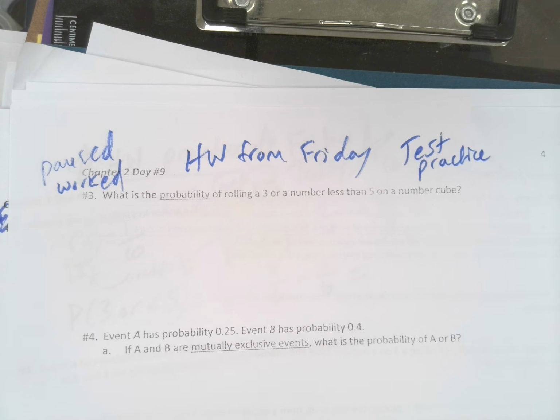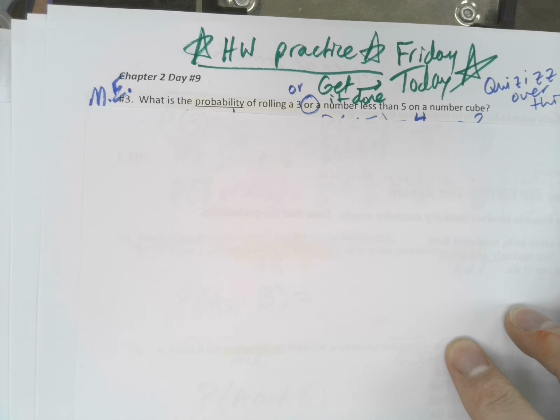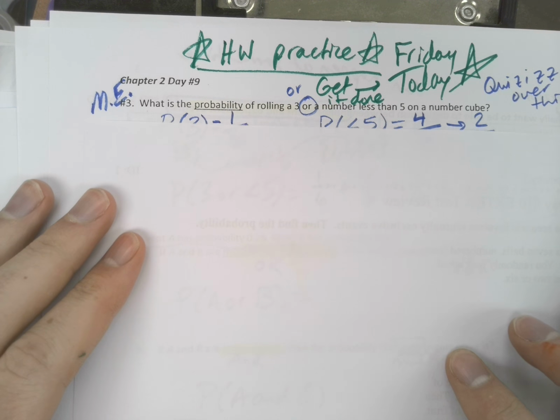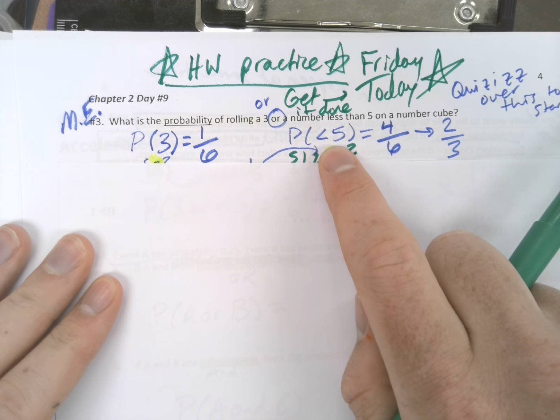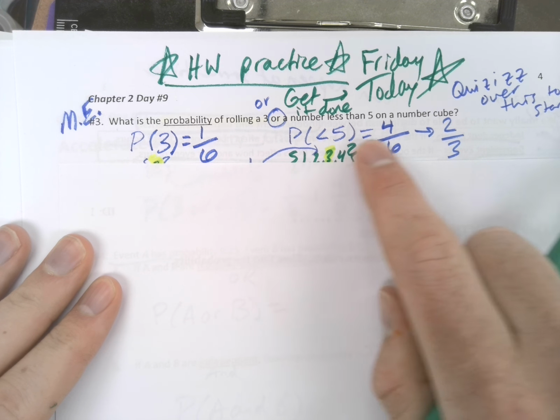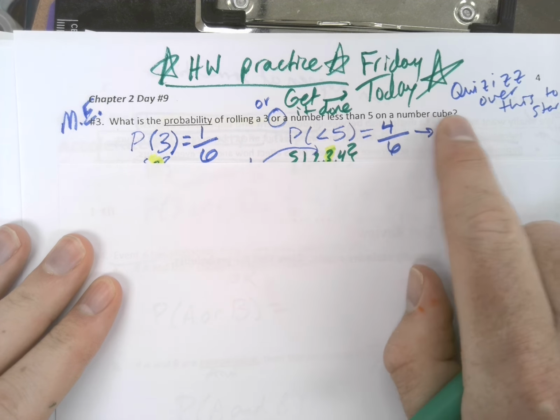Okay. So number 3, what is the probability of rolling a 3 or a number less than 5 on a number cube? There's that word or. We're talking mutually exclusive. And so we can say, okay, the probability of getting a 3 is 1 out of 6. The probability of getting a number less than 5 on a number cube, that's a die, by the way, is 4 out of 6 because we could get 1, 2, 3, or 4.